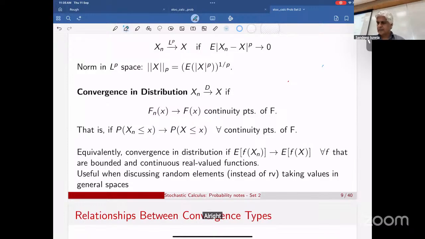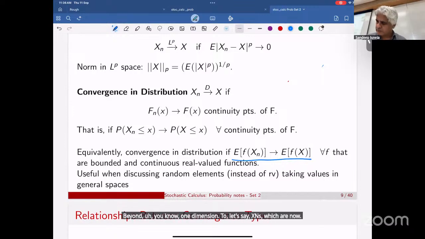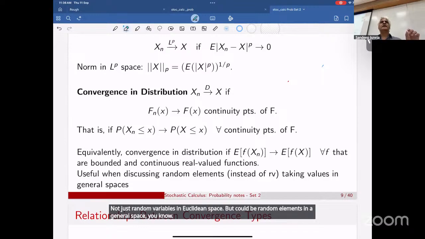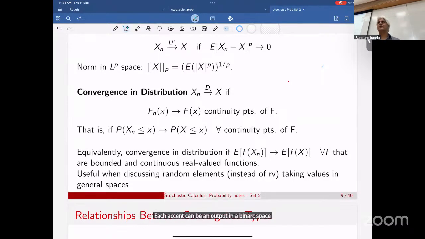All right. So the point was, how do we generalize this definition beyond one dimension to, let's say, Xn's which are now not just random variables in Euclidean space, but could be random elements in a general space. Each Xn can be an output in a Banach space, for example. We don't have to think about that right now.